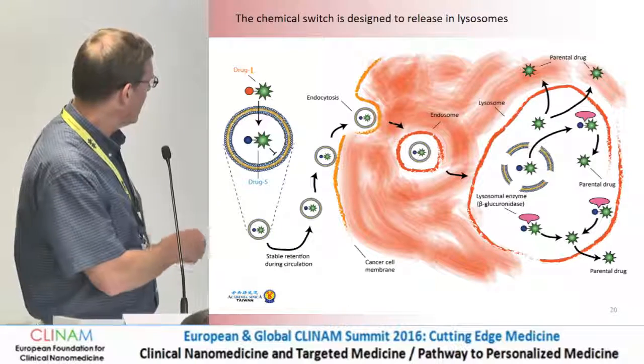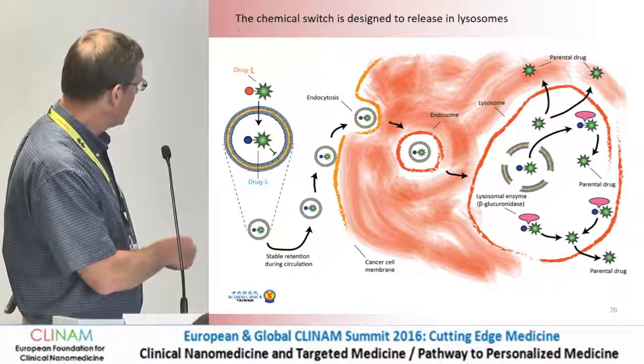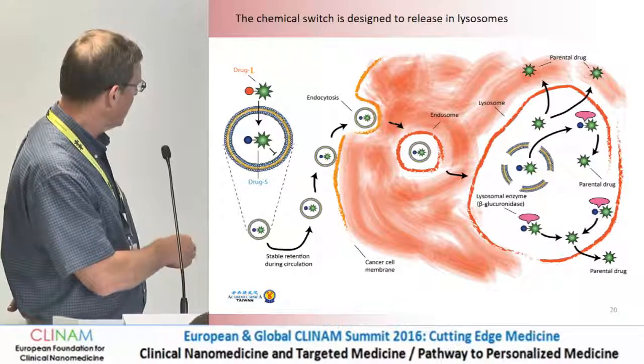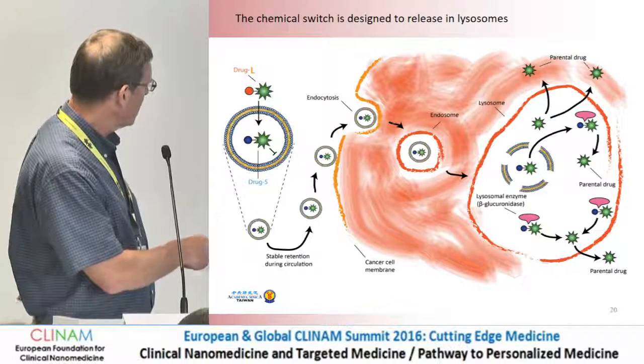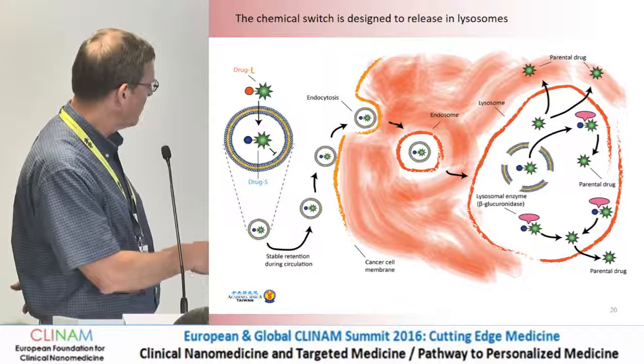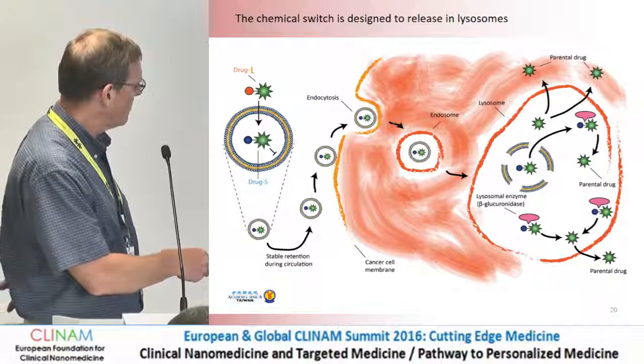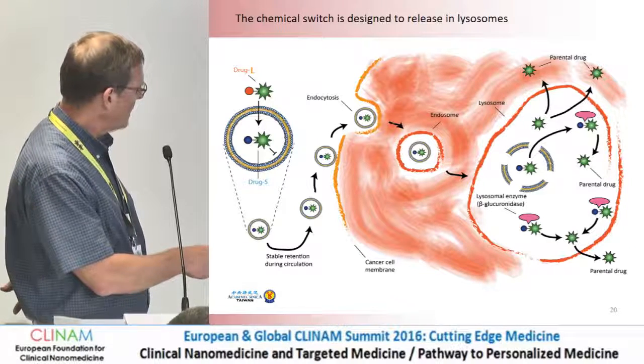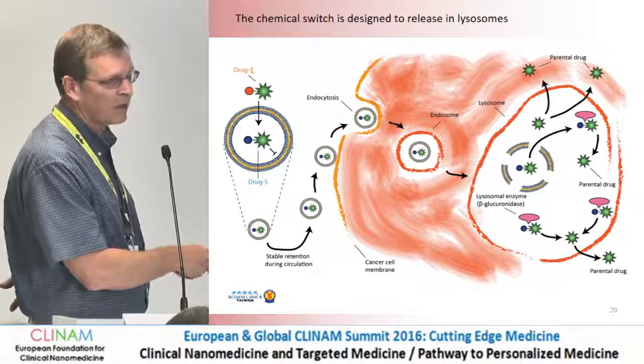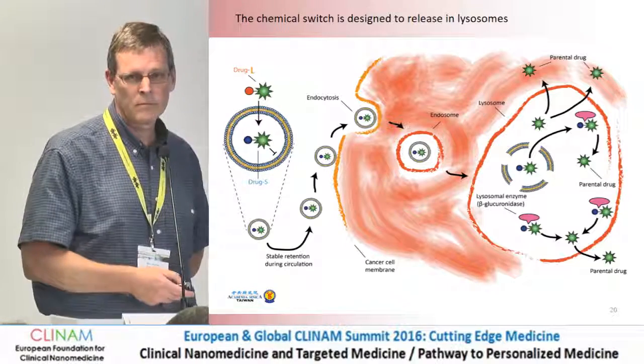So the idea is that we can take the drug, load it in the liposome, and trap it with the hydrophilic form. And then when this particle, the liposome, goes into the cell, it will go to the lysosome. And the liposome will be degraded, and then this tag will be cleaved by an enzyme, beta-glucuronidase, that's present in the lysosome.